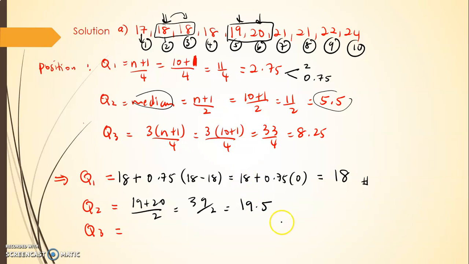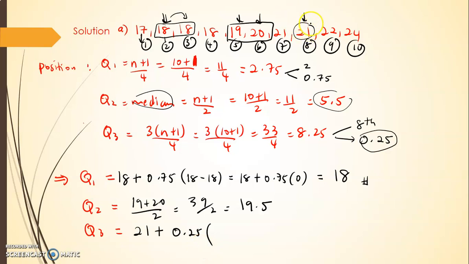Okay. And lastly, for Q3, the position is 8.25. So for our Q3, the starting position is the 8th position, and we have an additional position of 0.25. For the 8th position, the value is 21. So 21 plus, since the additional position is 0.25, 21 plus 0.25 times the width. The number next after the 8th position is this value here, 22.